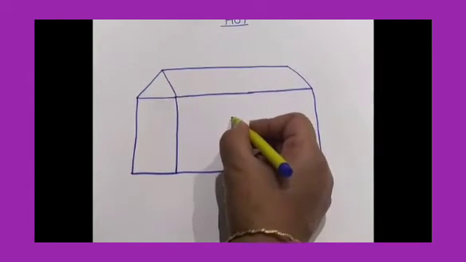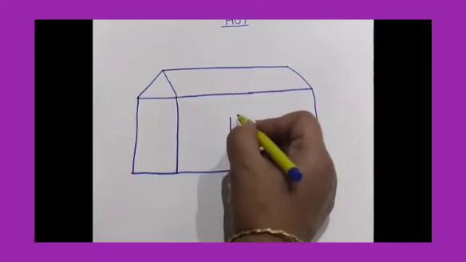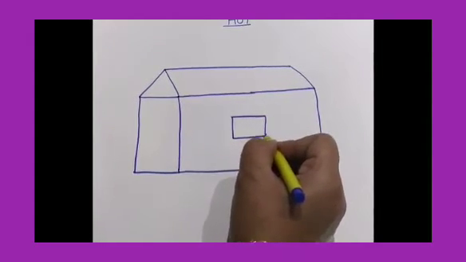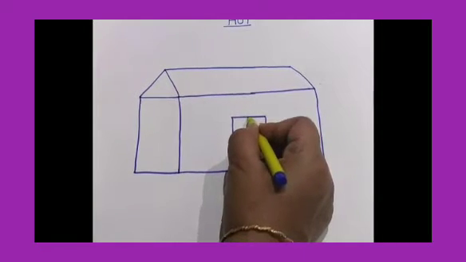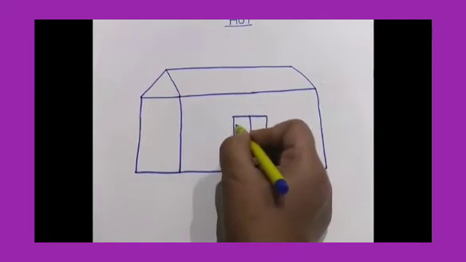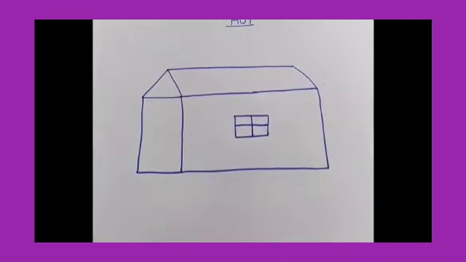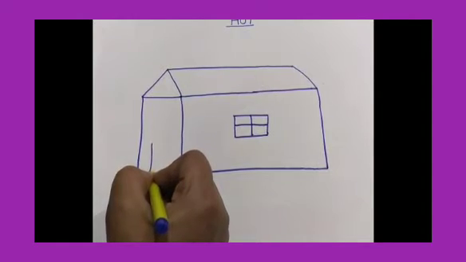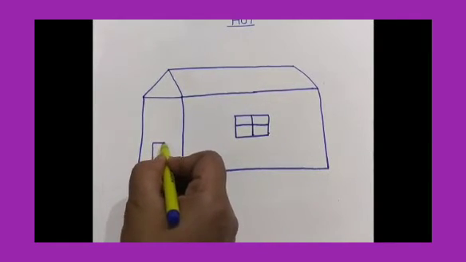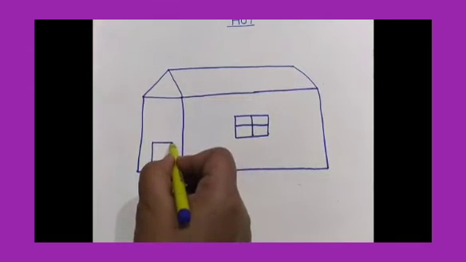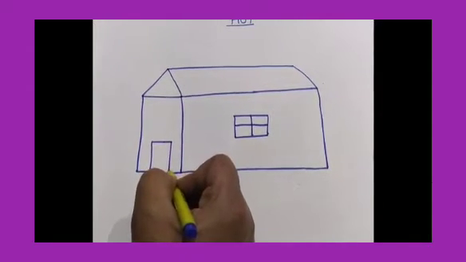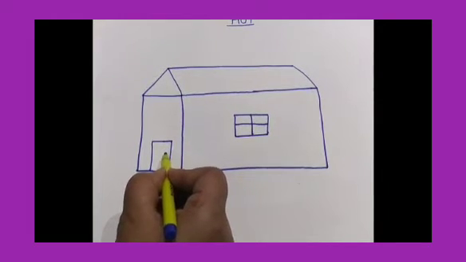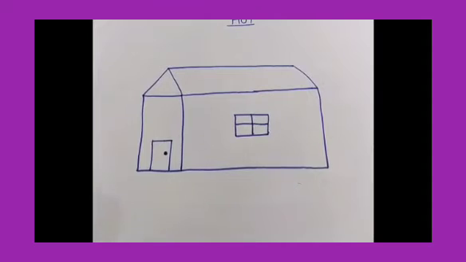Now draw a square for the window like this. In the center, draw a standing line and one slipping line. For the door, draw one standing line, a small slipping line, and then again a standing line and one dot inside it.